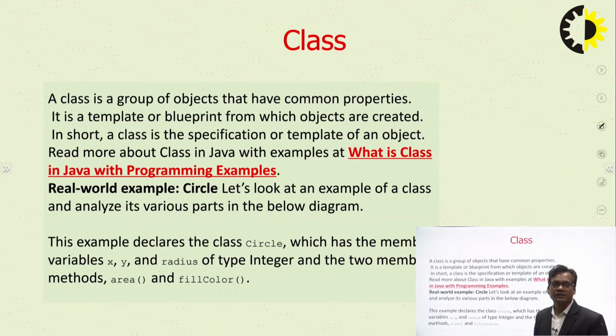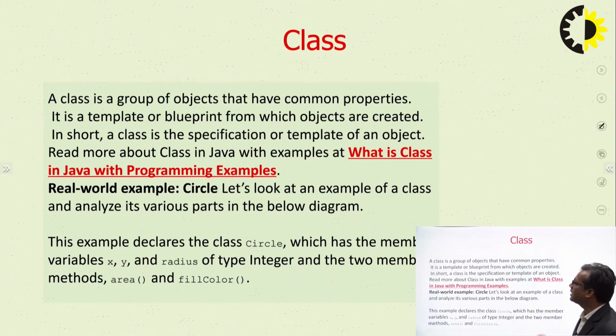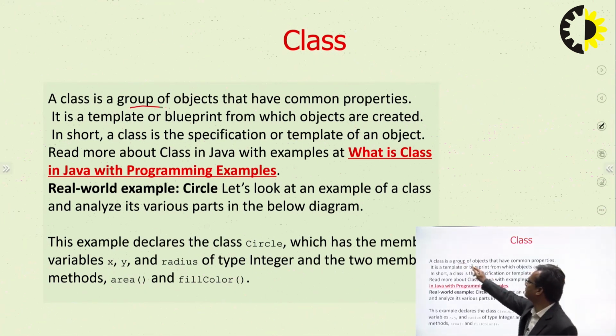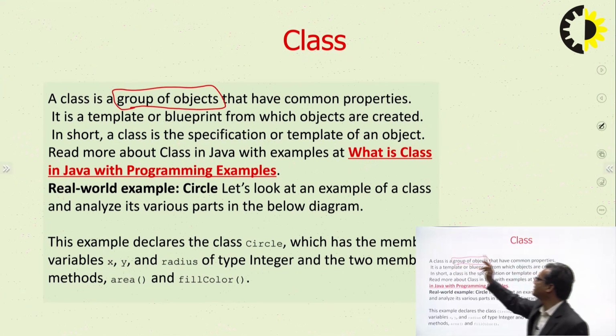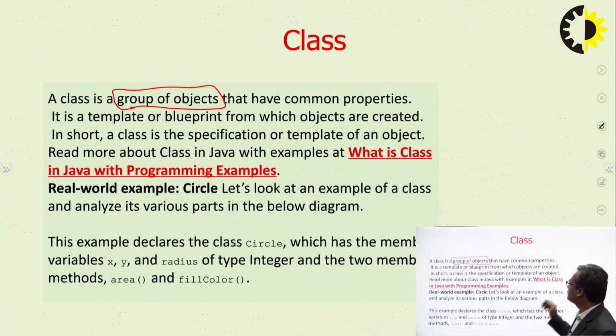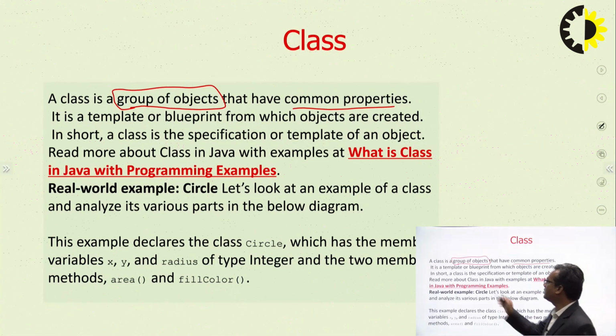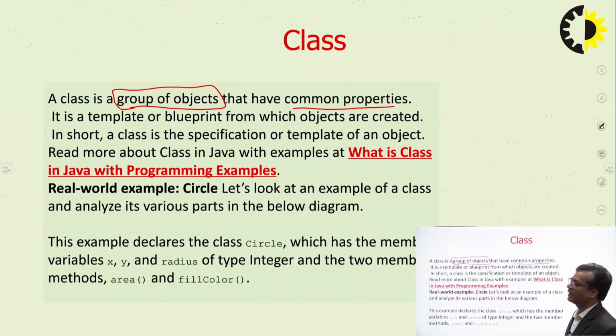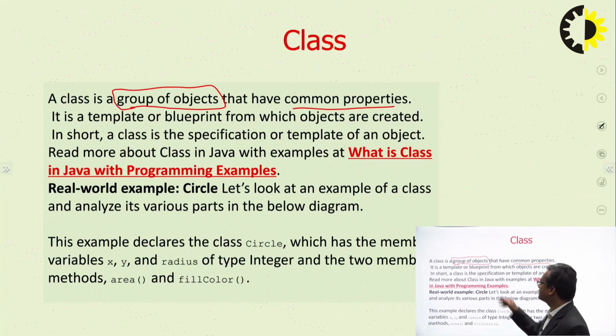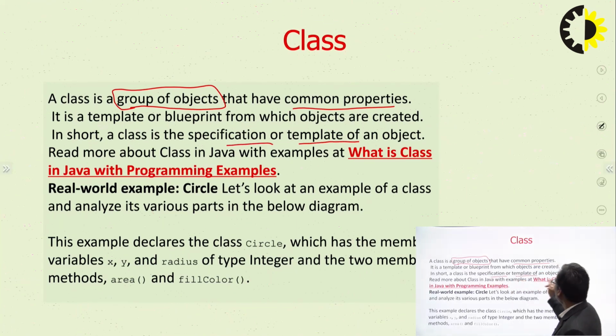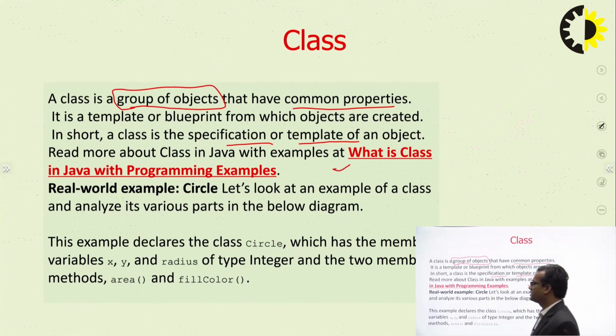So now we can define a class. A class is a group of objects that have common properties, and it is a template or blueprint from which objects are created. In short, you can say a class is the specification or template of an object. Or you can read more about classes in Java examples as we have discussed earlier.